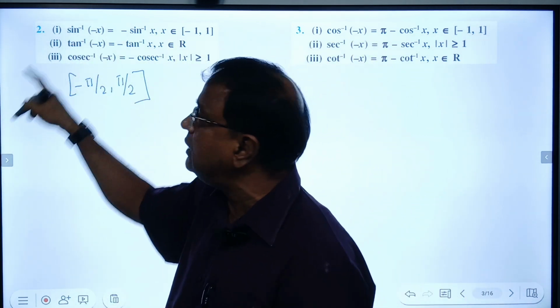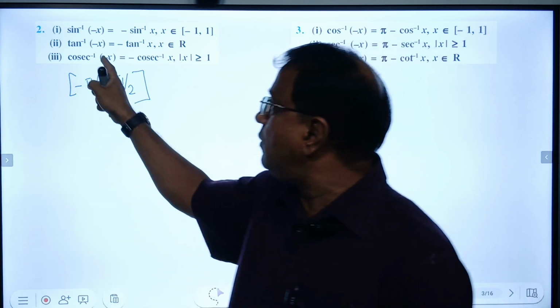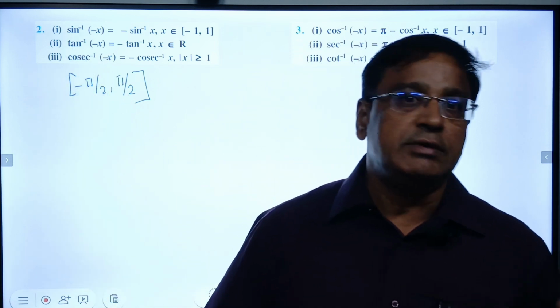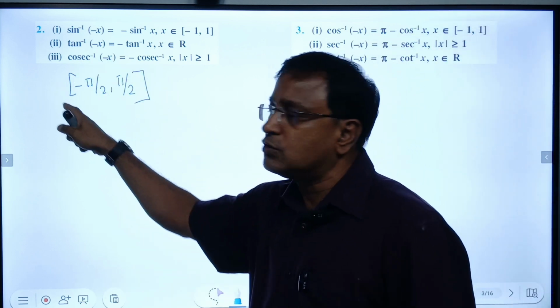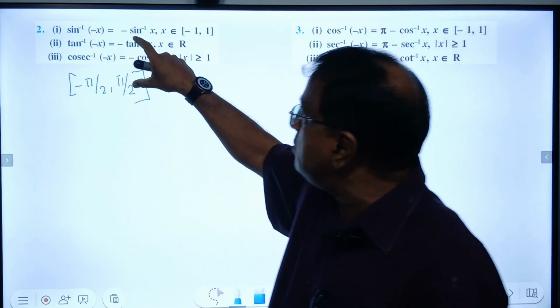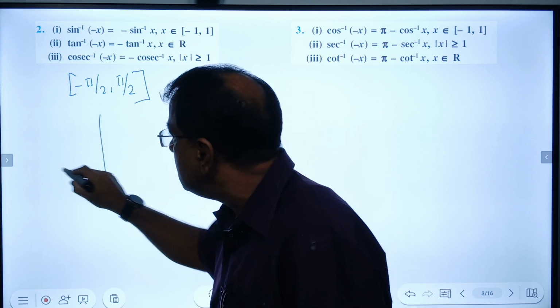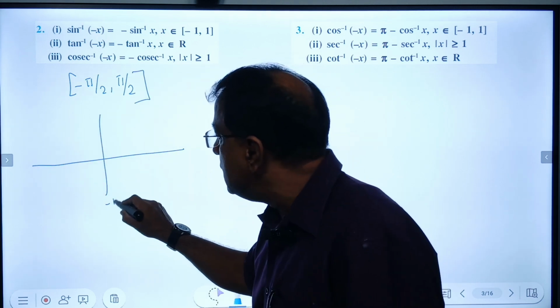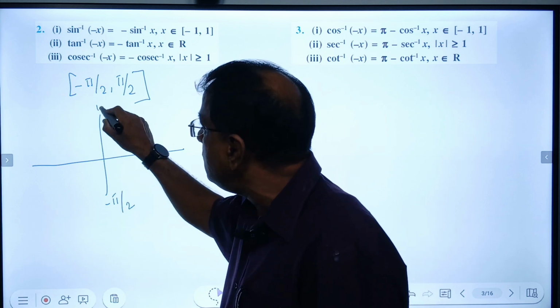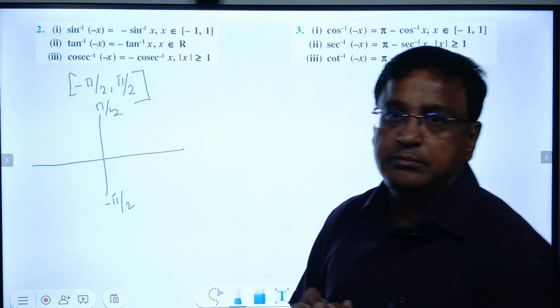For tan inverse, it's an open interval. For cosecant inverse, it's a closed interval minus pi by 2 to pi by 2, excluding 0. Those details you can always cross check in the NCERT book. So this is the thing. So that means minus pi by 2 to pi by 2 means it is either in the first quadrant or in the fourth quadrant.